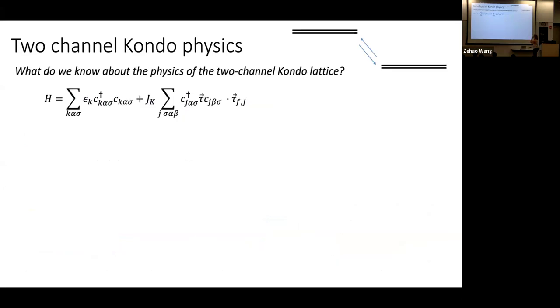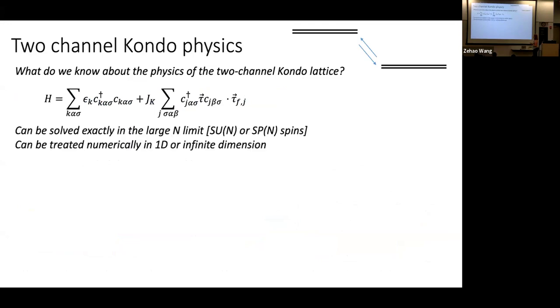So now let's talk about what we actually know about the physics of the two-channel Kondo lattice. So here's the Hamiltonian. This tau I'm using to describe this ground state doublet, and we're assuming that we're at degeneracy. Okay, so we can do a few things here. We can solve this exactly in the large N limit. There are two different large N limits that you can do that give you two different types of physics, and I'll talk about this very briefly.